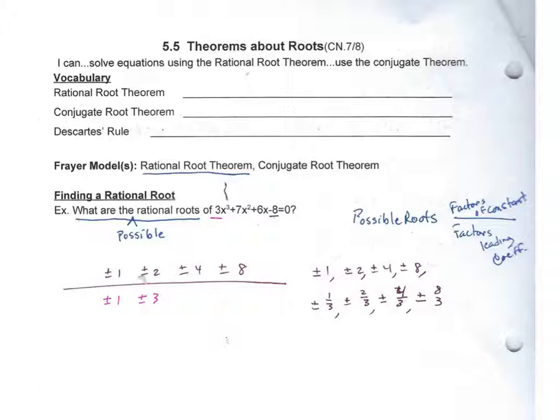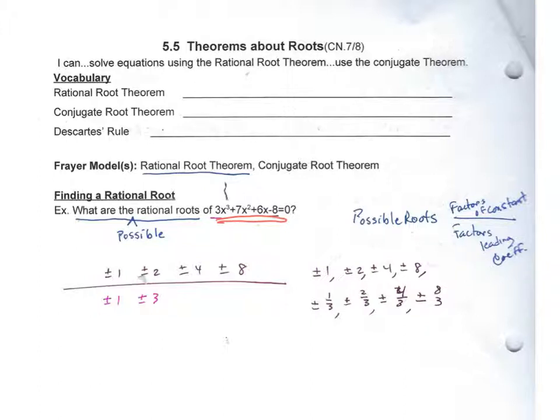So as we look at this, we are finding a rational root. Remember, rational roots are things that we can calculate. Rational roots are factors, and when the factors are integers, we can go ahead and calculate these. What are the possible rational roots of this equation right here? 3x cubed plus 7x squared plus 6x minus 8 equals 0.